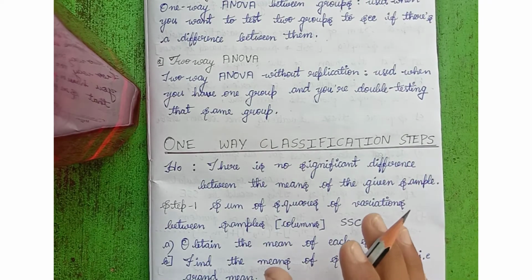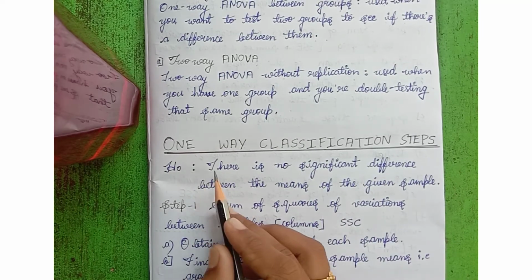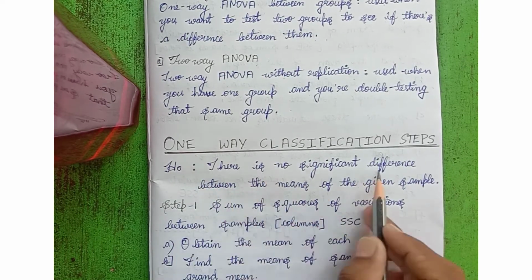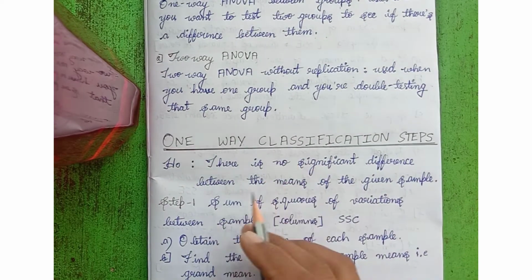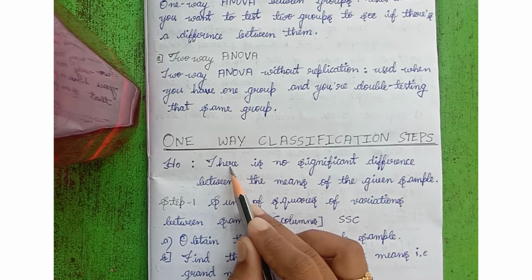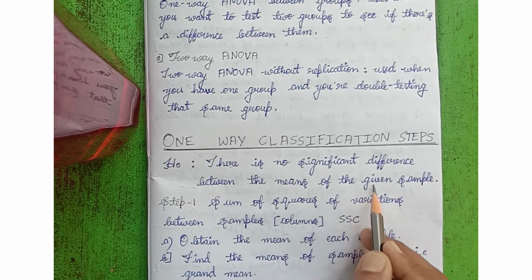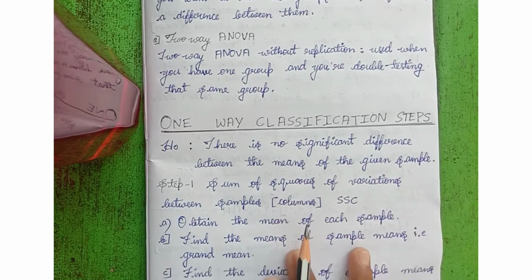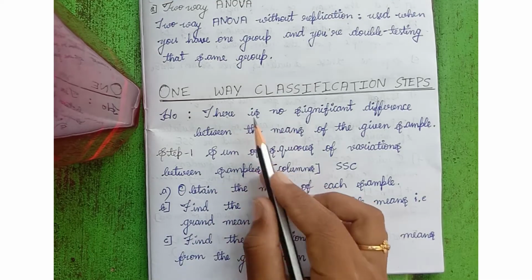So first, what we have to do, we have to set the null hypothesis. How to set the null hypothesis? This is the major sentence we always use in hypothesis setting. Null hypothesis: there is no significant difference between the means of the given samples. This is the first step, the setting of the null hypothesis.